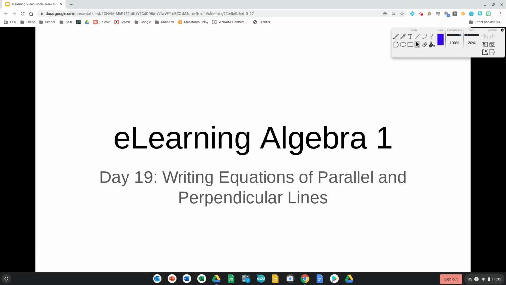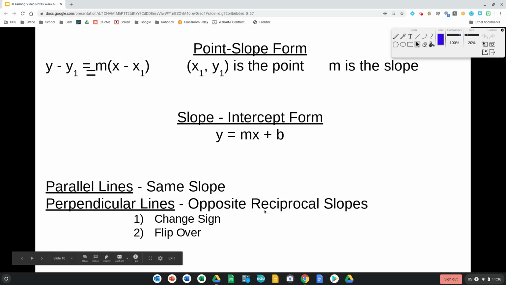Welcome Algebra 1 students. We are going to be finishing up our activities on writing equations today by looking at writing equations of parallel and perpendicular lines. So make sure before you watch this video that you've watched the previous video about finding the slopes of parallel and perpendicular lines, because you've got to understand that before you can work on what we're doing today. And so what we are doing today is we are continuing to write equations, but they're not going to be equations of lines, they're going to be equations of parallel and perpendicular lines.